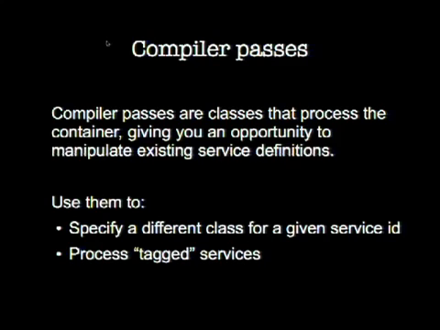Compiler passes. This is all about modifying existing definitions of services. So compiler passes are classes that you can use to process the container and change what's in there. An obvious use case would be if you want to change the class that gets instantiated for a given service. Say you had the cache backend service, and the default one used a database, and you wanted to switch it out and make sure it uses the one that had a memcache or whatever. You could just change the class that was used.